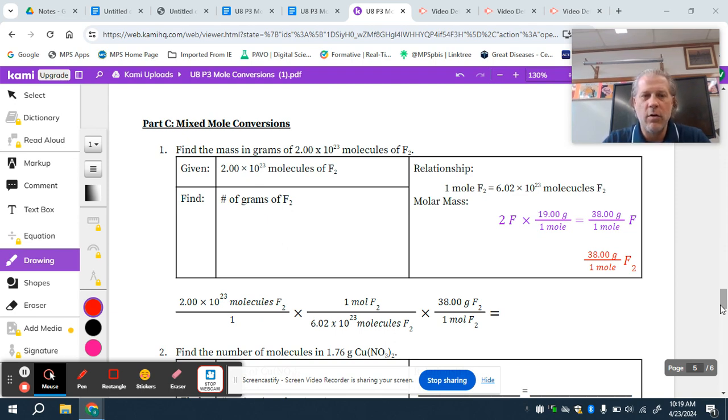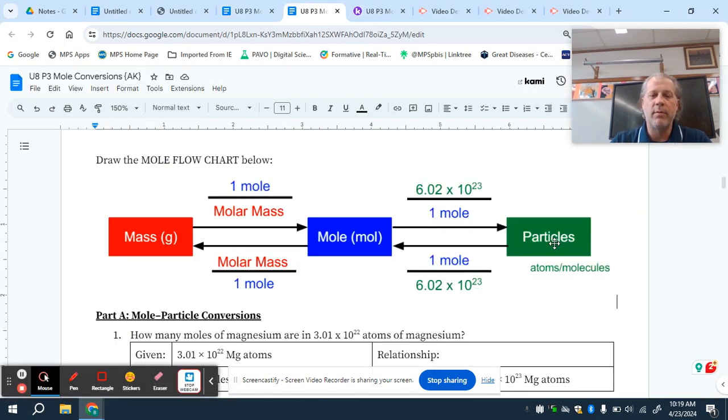So the final video for Unit 8, Practice 3 mole conversion packet is where I take both sides of the mole flowchart and I combine them into one big problem. So remember, we've already done problems where we went from particles to moles or moles to particles, and we did problems in Part B where we went from mass to moles and moles to mass.